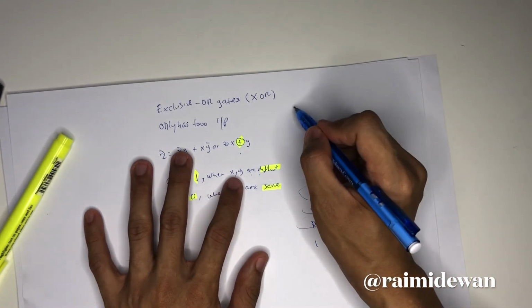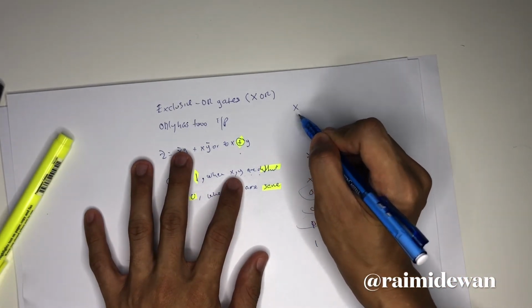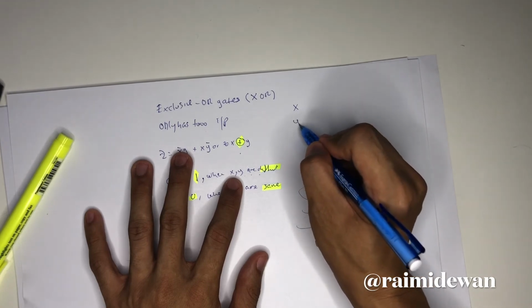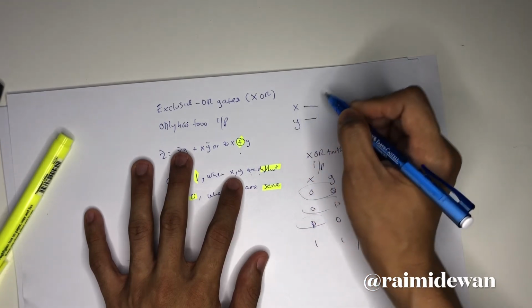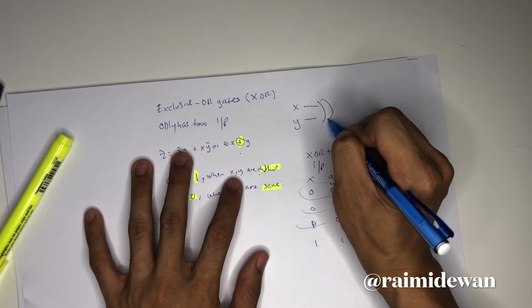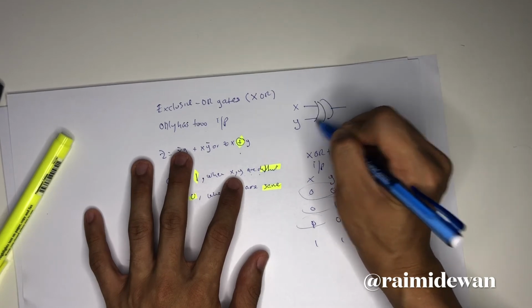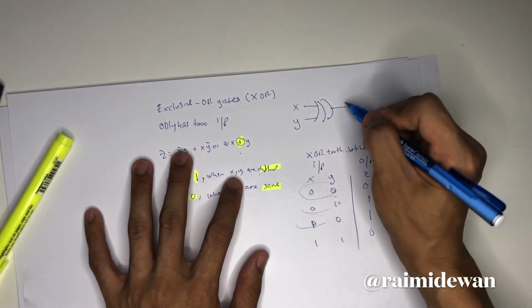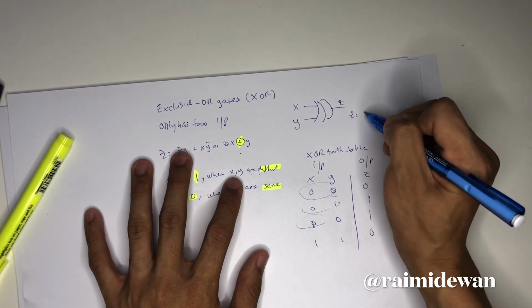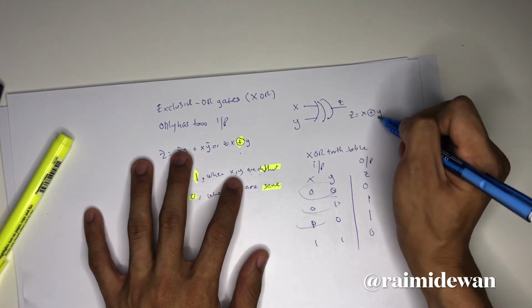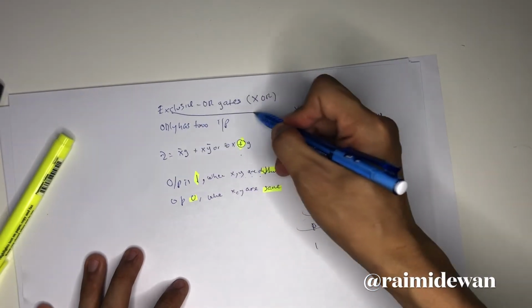So how about the symbol of XOR? It's just like OR, but we have this. So this is your XOR. The operation is X XOR Y, exclusive OR gate.